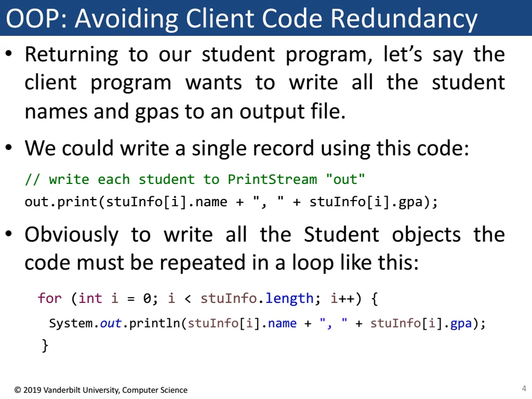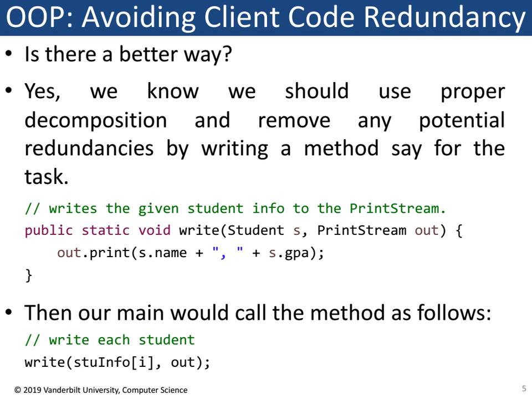This will work. And we can generalize this to write every student record by using a for loop that goes from 0 to I less than stuinfo.length. So notice in the last slide what we said about the solution for printing out student info was this will work. But can we do better than this will work? Is there something we're missing? Is there something we should do?